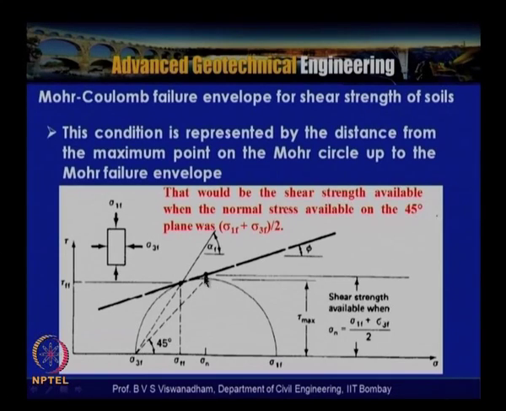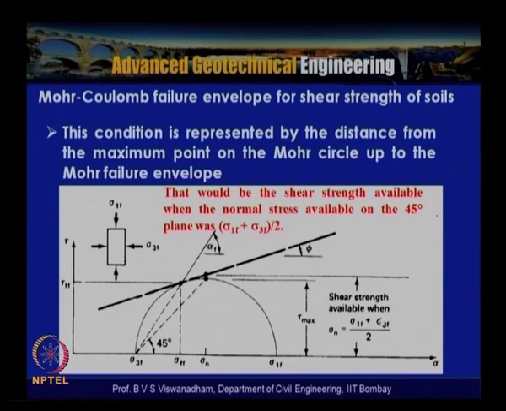So what you can see is that this point is the shear strength available, and the maximum shear stress on the 45 degrees plane is tau max here. Because this vertical ordinate on the Mohr circle tau-sigma plot is more than tau max, it also explains why the failure plane will not be on the 45 degrees plane.